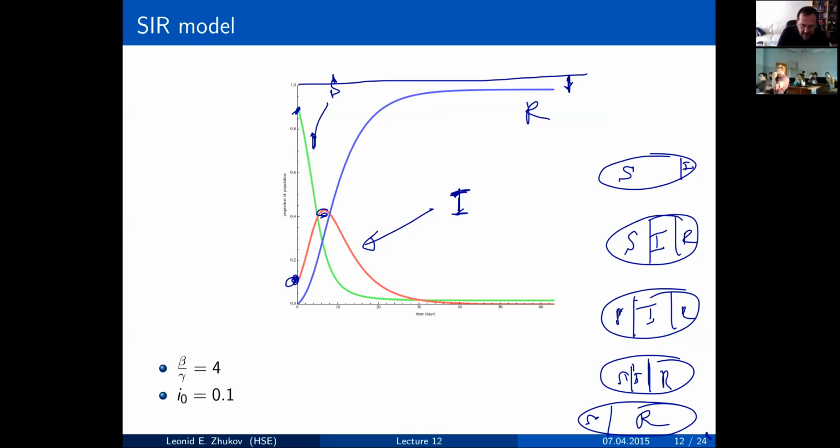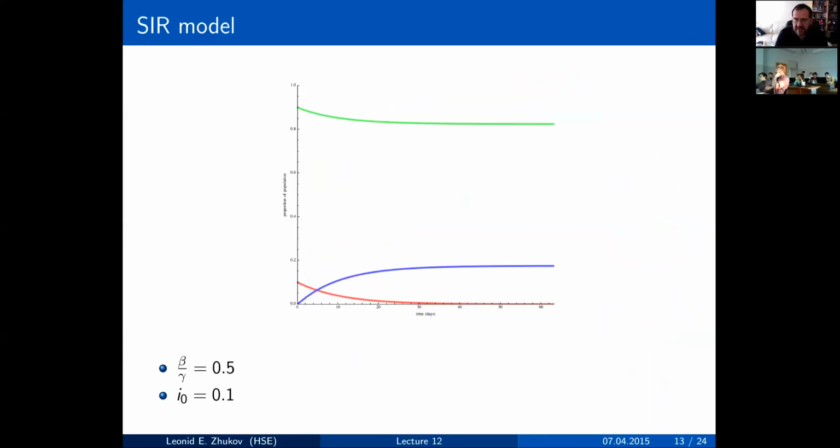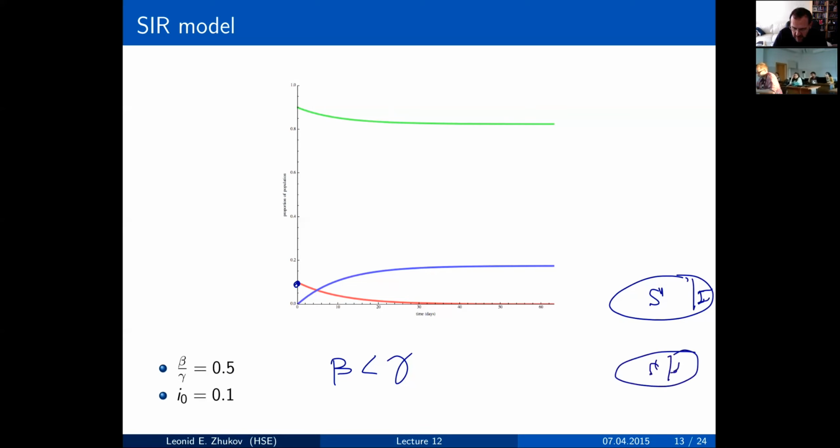Now, this type of behavior happens when beta is greater than gamma, which means that the infection rate is much higher than the recovery rate. In particular, for this picture, beta to gamma is equal to 4. The situation is very, very much different when beta is less than gamma. What happens in that situation is the following. Look at the infections. There were some infections at the beginning, and then they just die out. If I show here susceptible and infected people, the ratio of infected people is not growing with time. It's just decreasing. It's getting smaller, and eventually we have a bunch of susceptible people and recovered people.